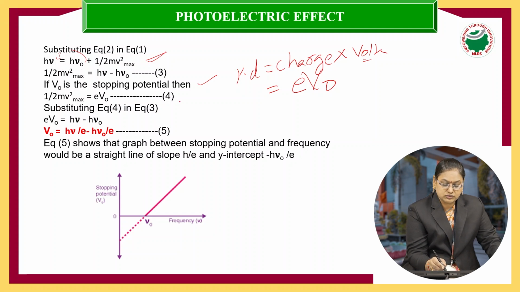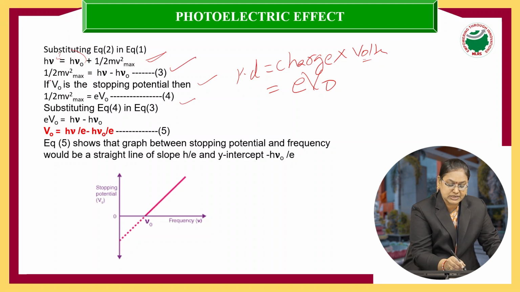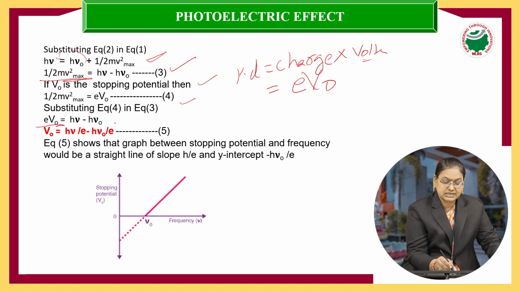Now you substitute this equation 4 in equation 3. In equation 3, in the place of half m v maximum square, we substitute e V naught. So e V naught is equal to h nu minus h nu naught. So from this, what will be the equation of V naught here?